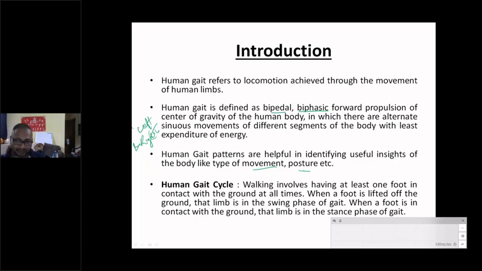Okay, the gait cycle idea. Gait walking involves having at least one foot in contact with the ground at all times. When the foot is lifted off, that means the swing phase. The limb is in the swing phase of gait, and when the foot is in contact with the ground, the limb is in the stance phase. That's why it is considered biphasic.